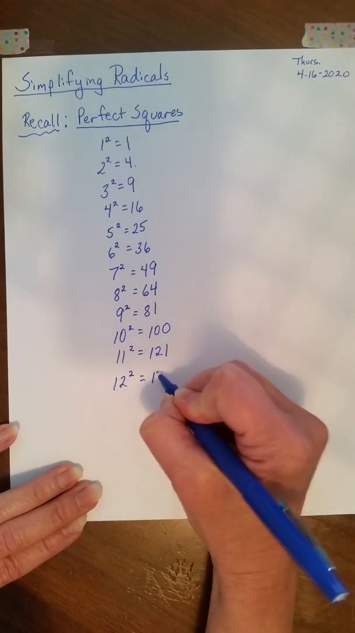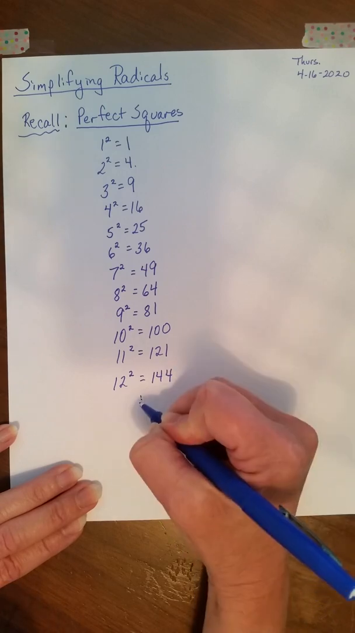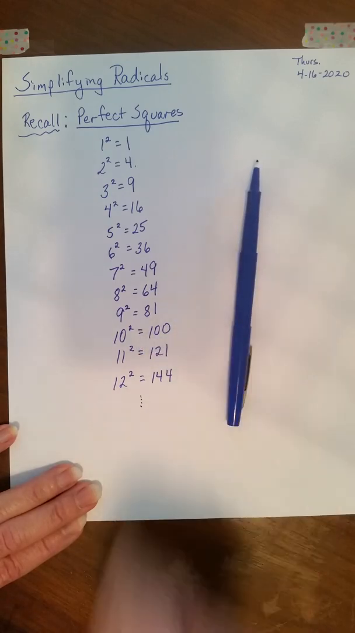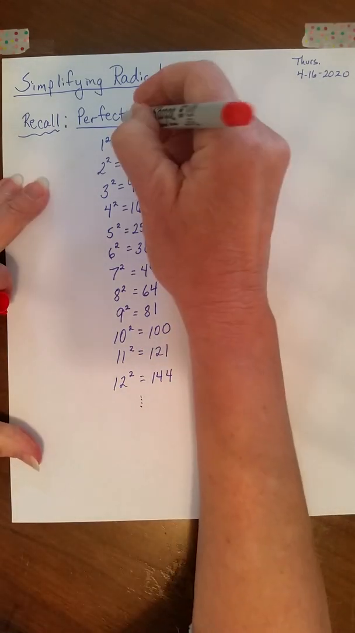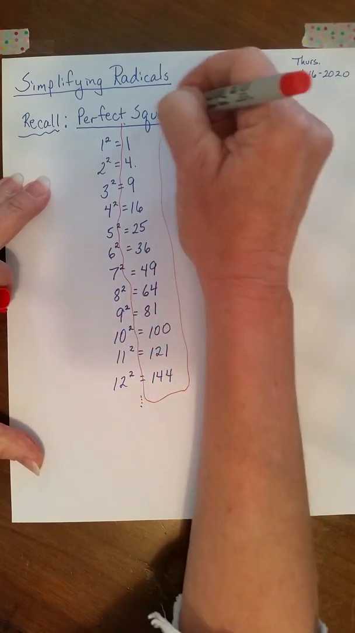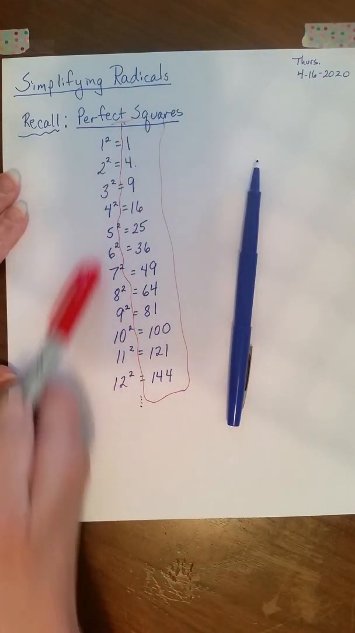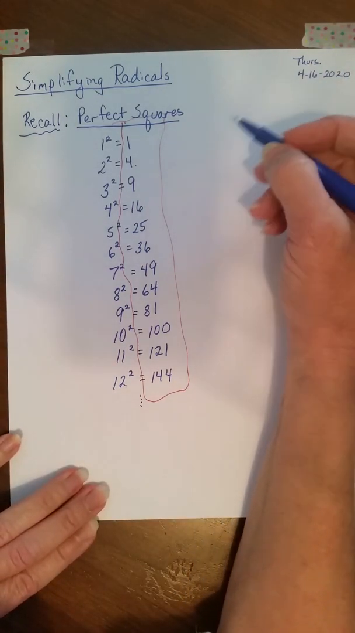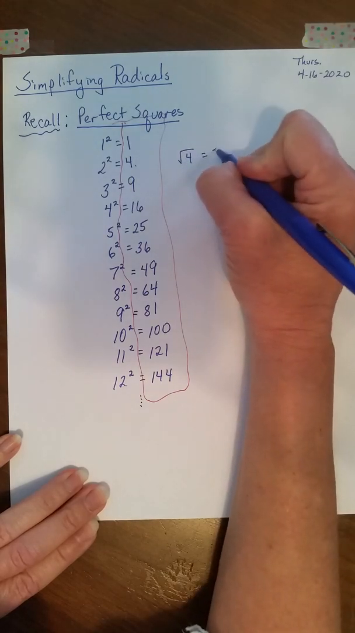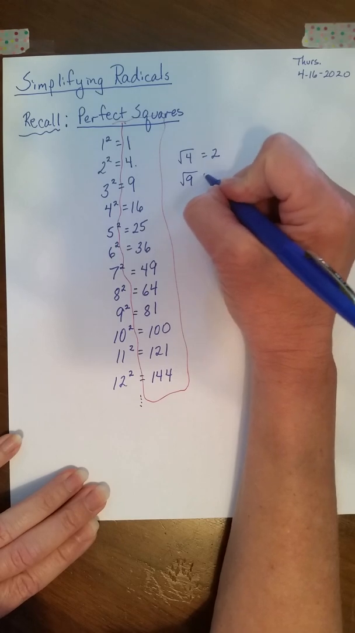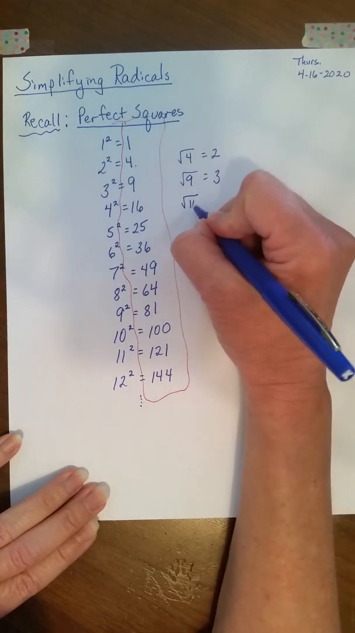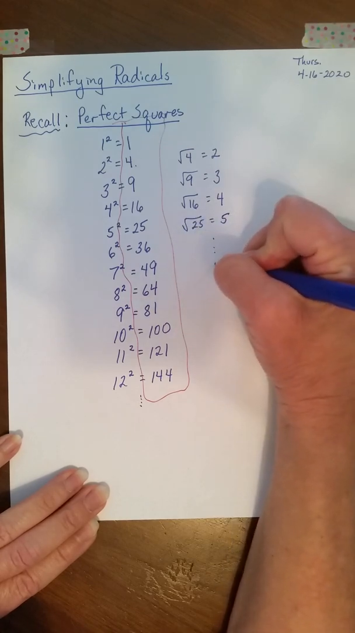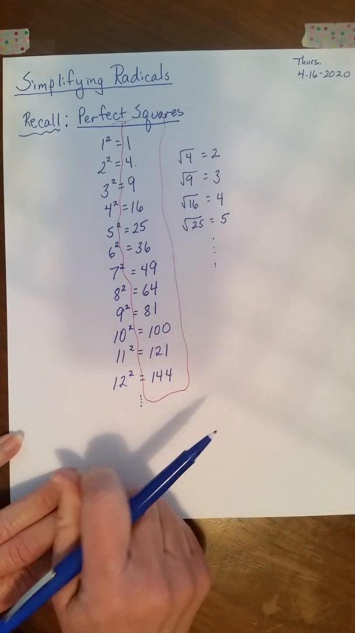12 squared, 144. And it would keep on going, obviously. But we're going to stop there, okay? Now, these are our perfect squares right here. These are perfect squares because they are the square of an integer, okay? Now, for example, we could write it the other way. The square root of 4 is 2. The square root of 9, that's a perfect square. The square root of 9 is 3. The square root of 16 is 4. The square root of 25 is 5, and so on. Okay? So that's first what I want you to keep in mind.